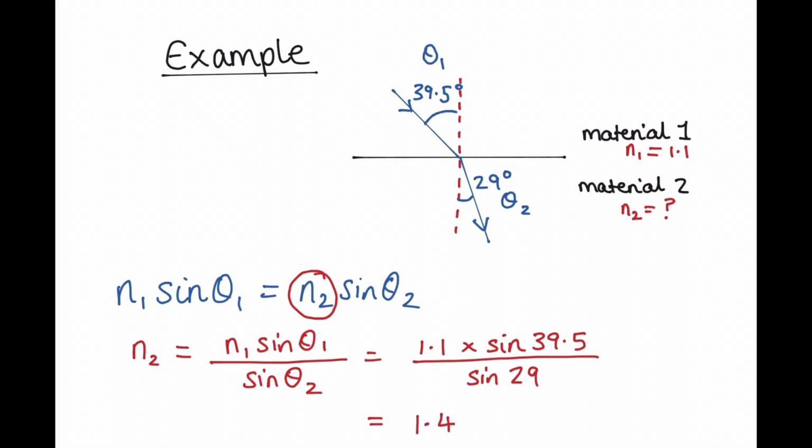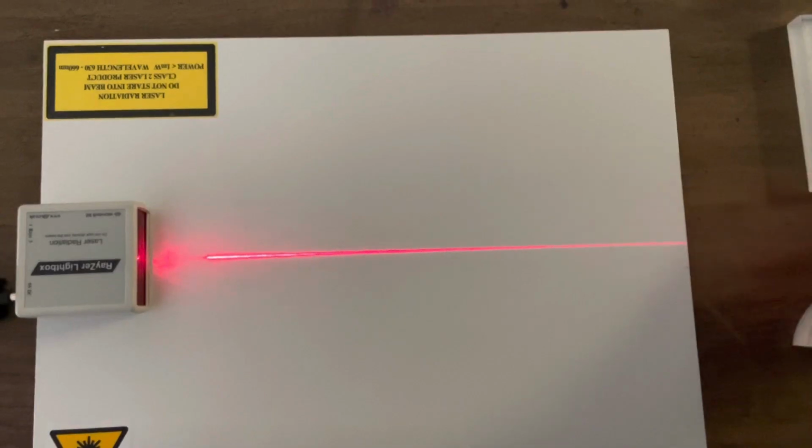So the refractive index of material 2 comes out at 1.44. If you look at the question though, the smallest number of significant figures we're given is 2. So we should also give our answer to 2 significant figures as well. So the answer is 1.4.